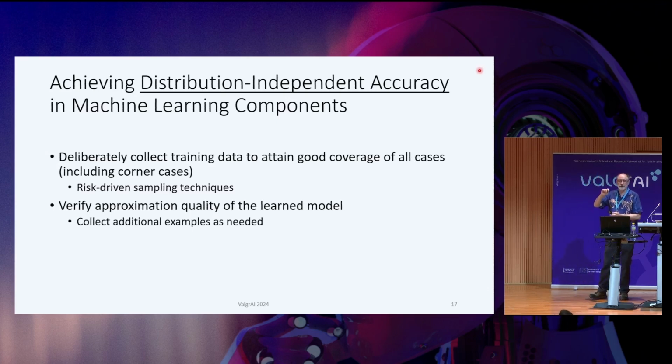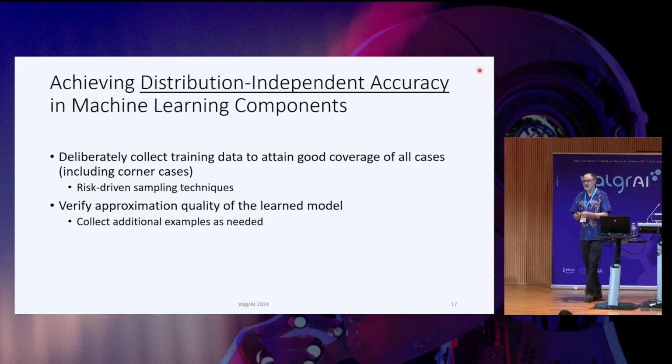The first is we need to deliberately collect our training data to attain good coverage over the operational domain. And I'll talk a bit about some groups that have been developing risk-driven sampling techniques. So we have a solution, I think, to that first problem.